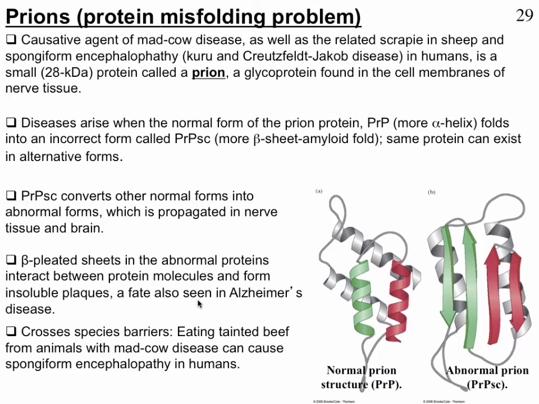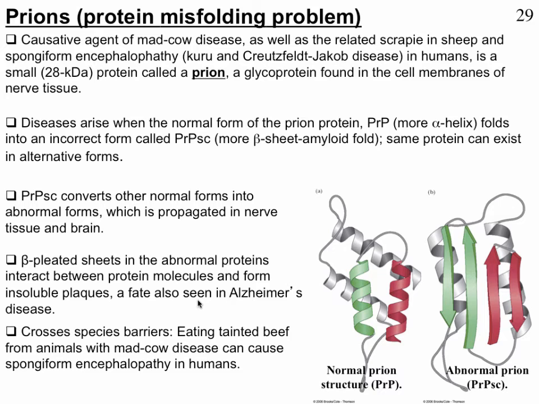The disease arises when the normal form of the protein, called PrP, this is the structure of it, which is more alpha helical, forms into the incorrect form called PrPSc. It converts to this structure, which has more beta sheet than alpha helix. So it's the same protein, it's just that it can fold into a different structure. And when we have this abnormal prion with a beta sheet, it can actually make more of itself. It can propagate normal forms into the abnormal forms, and it will keep propagating and eventually reach the nervous tissue and the brain.